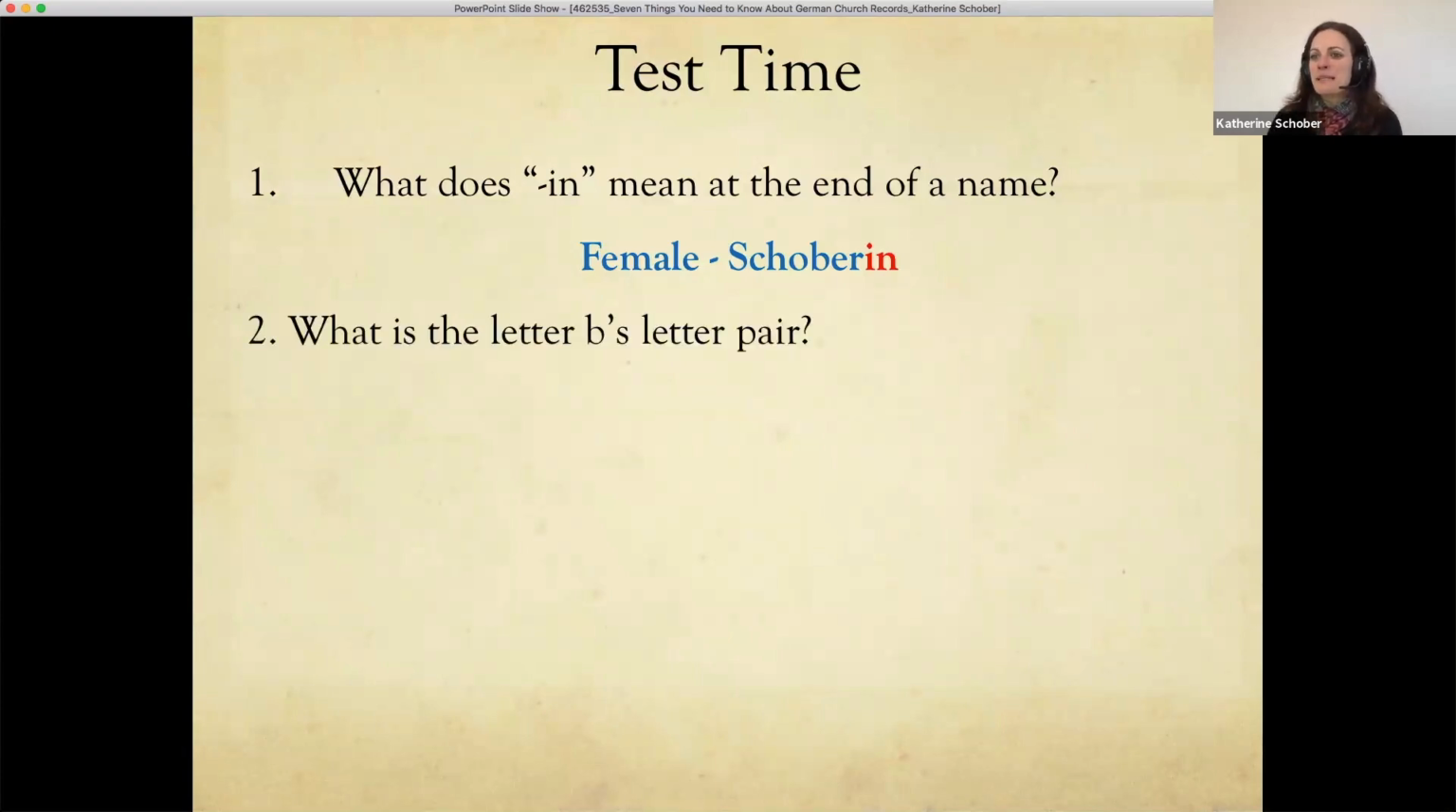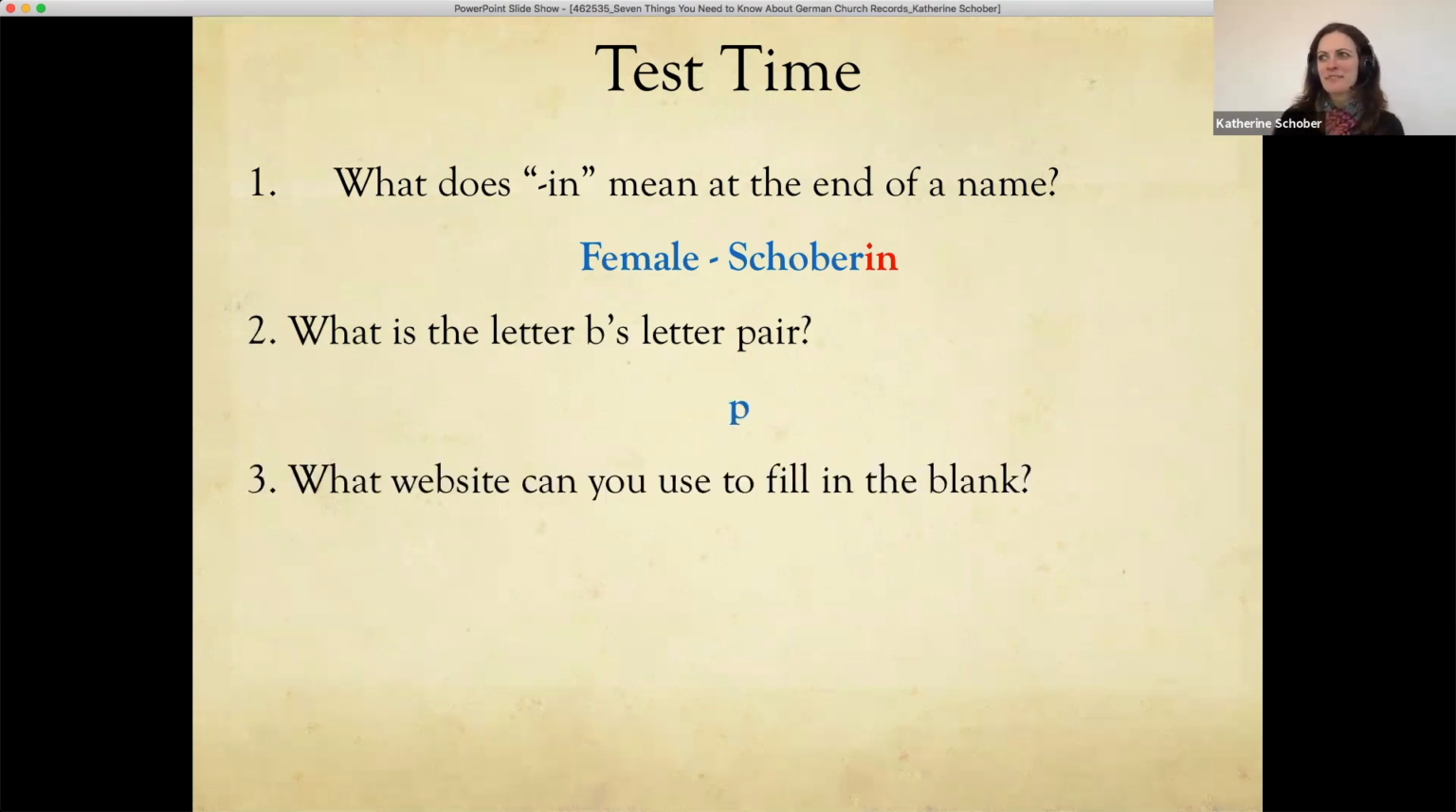What is the letter B's letter pair? What letter does the letter B often get confused with in German? If you guessed P, you are correct. Which website can you use to play hangman or help you fill in the blank for those German words where you can only decipher some of the letters? Wordmind.info, and that one is on your handout.